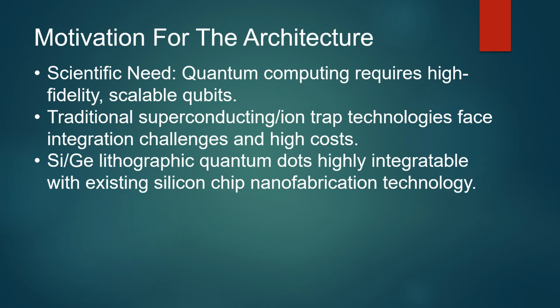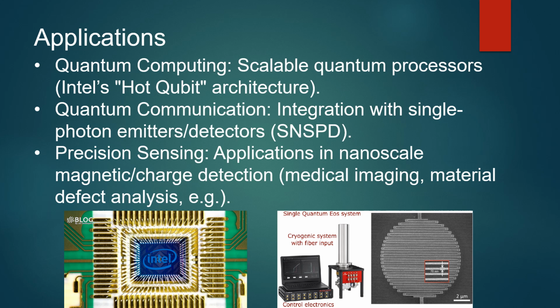While silicon germanium lithographic quantum dots are highly integrable with existing silicon chip nanofabrication technology. As for the applications, silicon germanium quantum dots are used for quantum computing, for example, scalable quantum processors like Intel's hot qubit architecture, and on the bottom left is one of Intel's 12 hot qubit architecture chips.